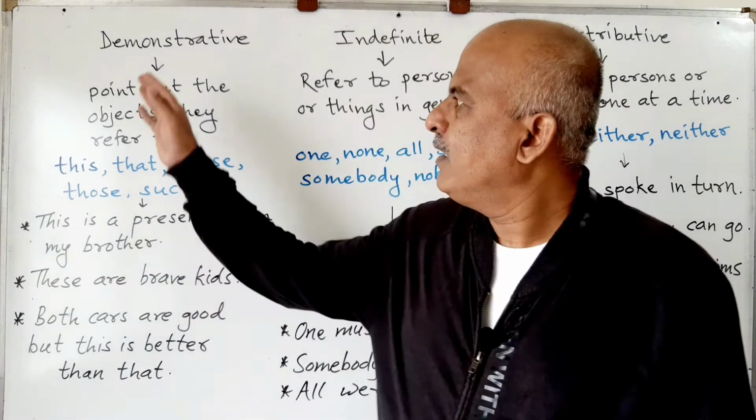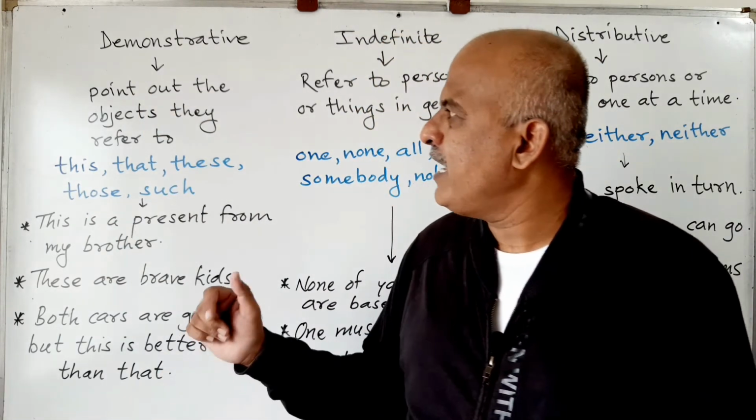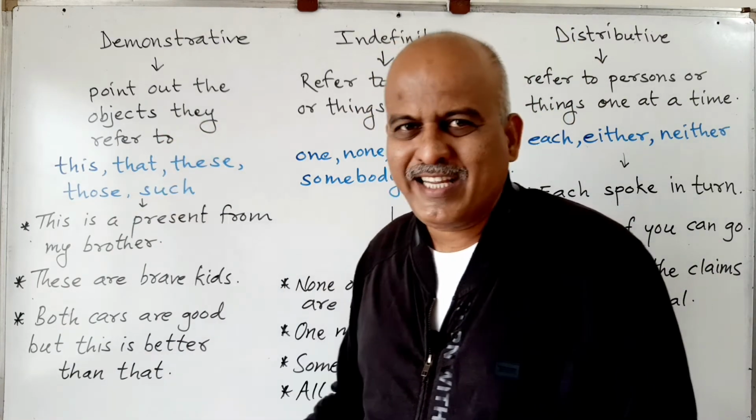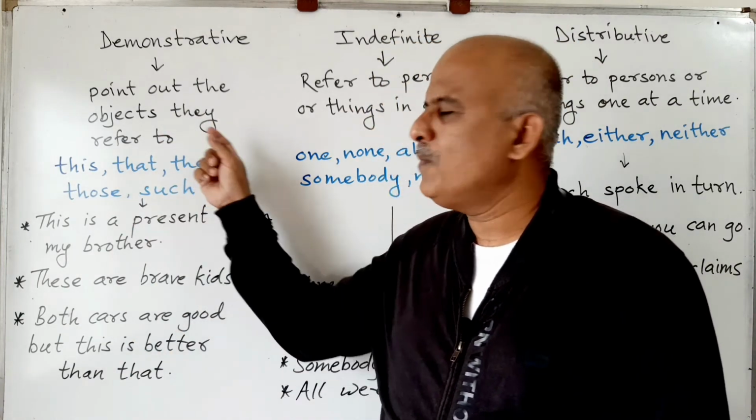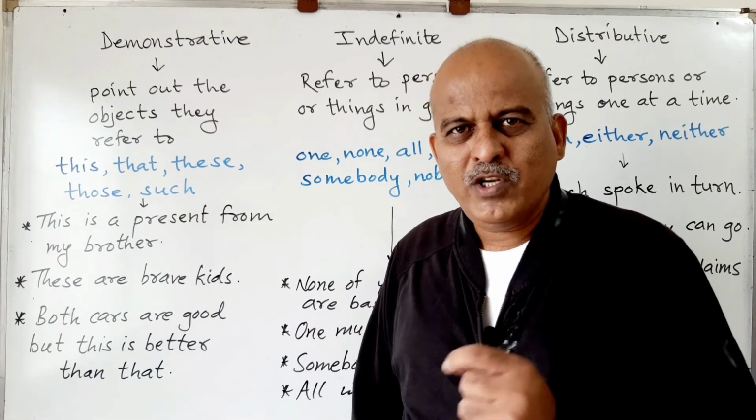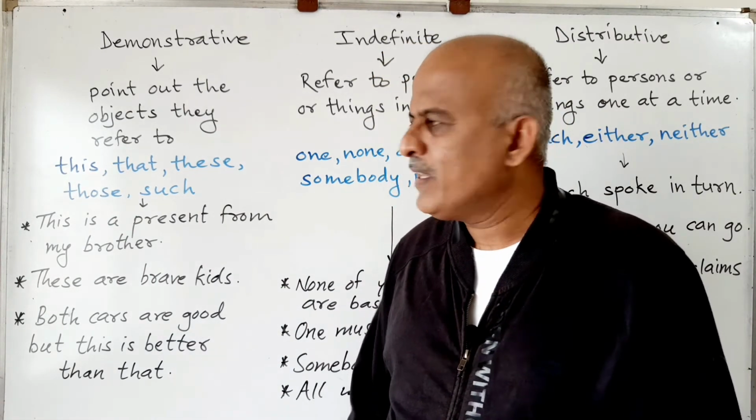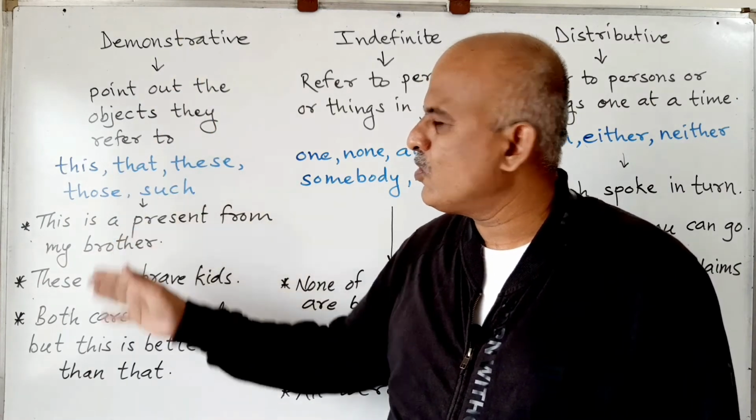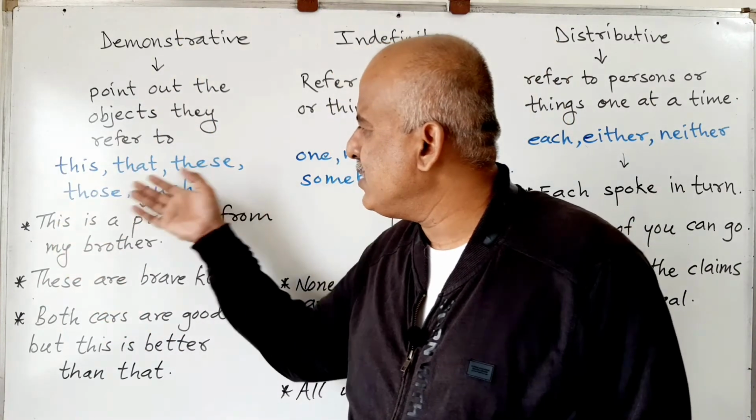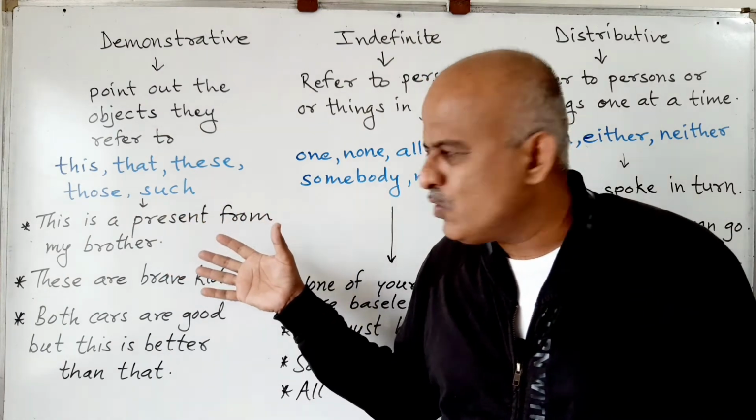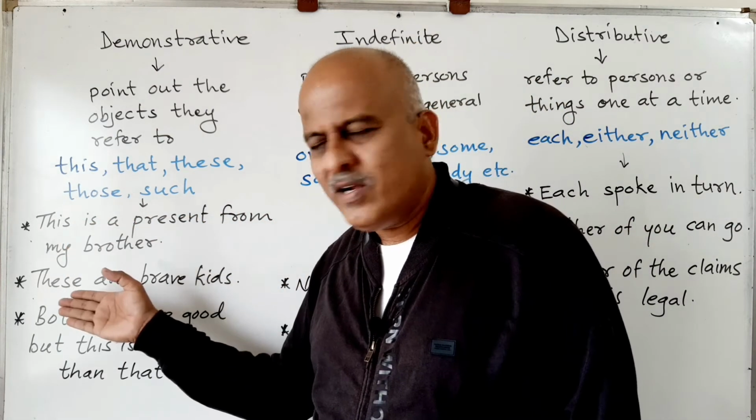Okay, let's see. Demonstrative pronouns are named so because they demonstrate. They point out the objects they refer to. Which particular object they are referring to, they point out. So they are called demonstrative pronouns. Which are those? This, that, these, those, such. These are the demonstrative pronouns. Let's look at the examples.